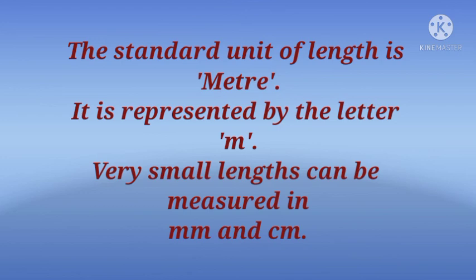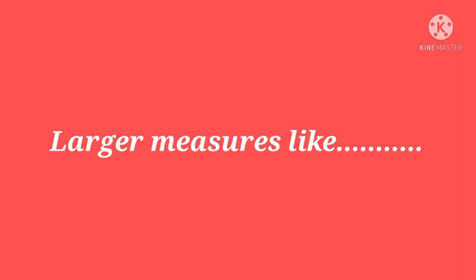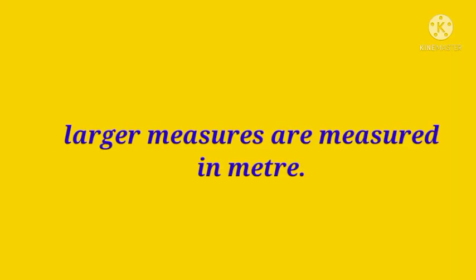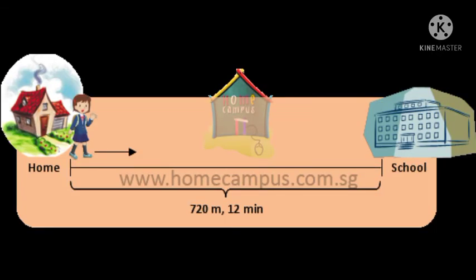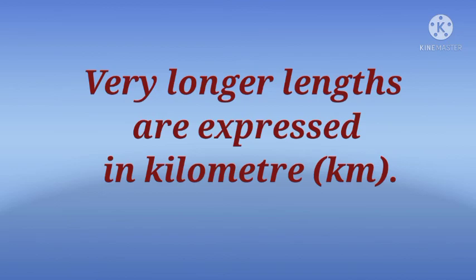Children, for example, very small lengths can be measured in millimeter and centimeter, isn't it? Still larger measures like the height of a building, a banner or a lamppost are all measured in meters. Still longer lengths, how can they be measured? They are expressed in kilometers, that is the distance between two cities or villages, or the distance between a school and home. They are all expressed in kilometers.